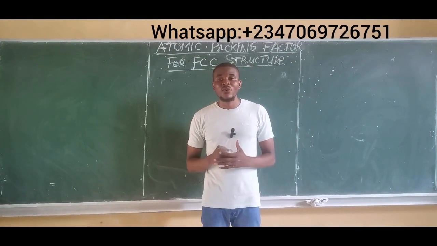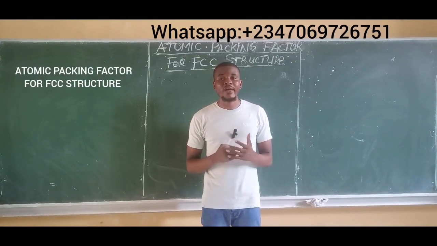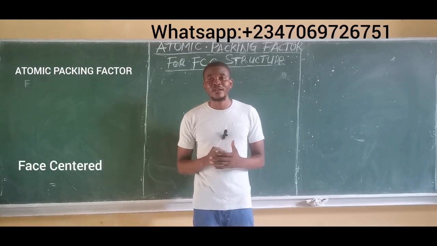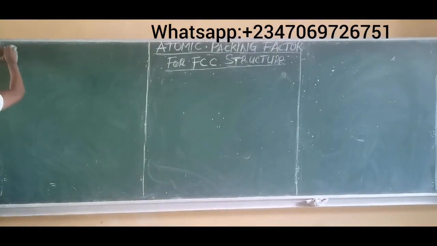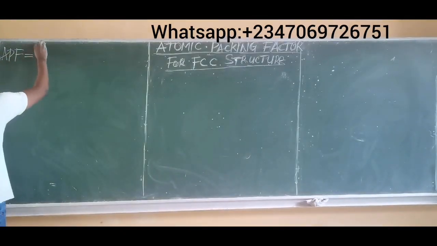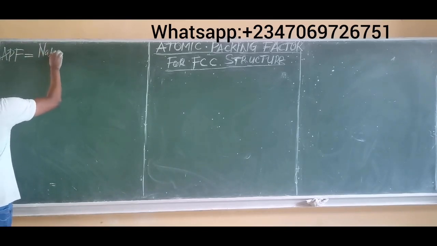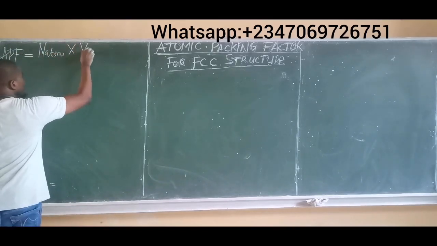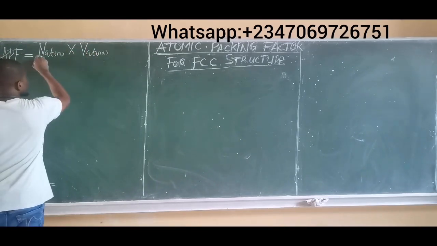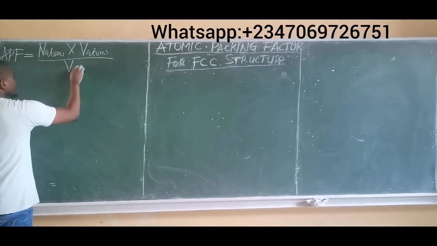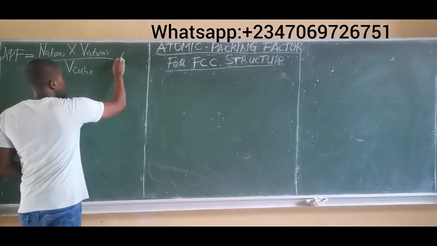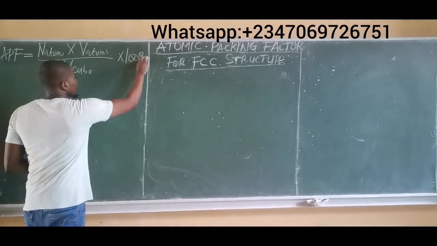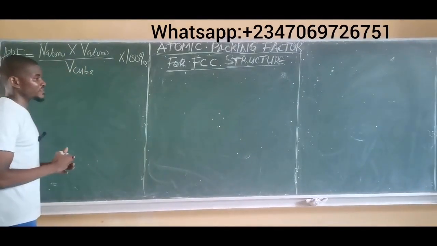So in today's class, we are going to be looking at atomic packing factor for FCC structure, otherwise called the face centered cubic structure. So let's start by putting down our formula. Atomic packing factor, APF, is given simply as number of atoms multiplied by the volume of atoms divided by the volume of the cubic cell itself. Okay, now always remember to multiply this by 100% because APF is measured in percentage.